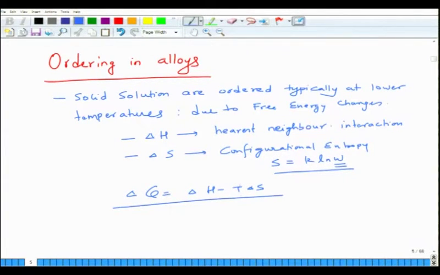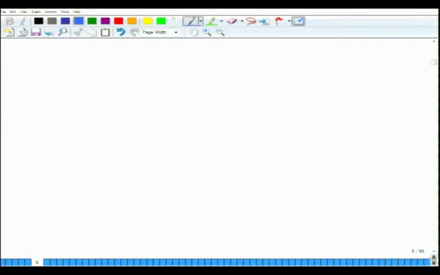So at a fixed temperature, work out what is the free energy, and at a given temperature whether you will have a disordered structure or an ordered structure will be determined by minimization of free energy at that temperature. Usually at high temperatures, random arrangements are preferred.